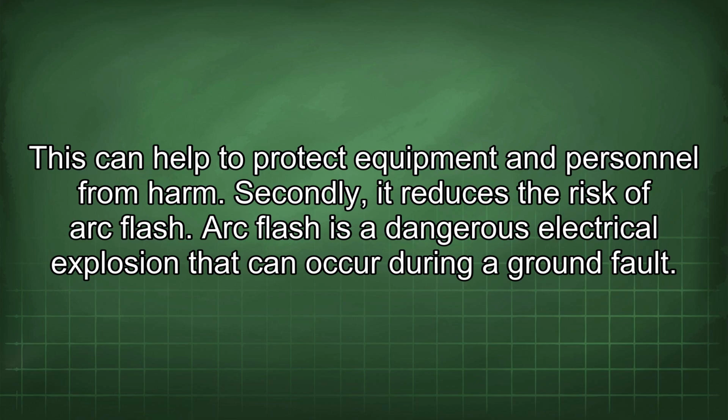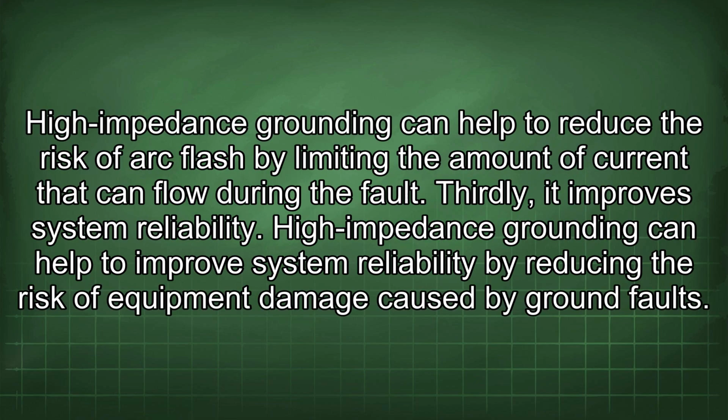Secondly, it reduces the risk of arc flash. Arc flash is a dangerous electrical explosion that can occur during a ground fault. High-impedance grounding can help to reduce the risk of arc flash by limiting the amount of current that can flow during the fault. Thirdly, it improves system reliability. High-impedance grounding can help to improve system reliability by reducing the risk of equipment damage caused by ground faults.